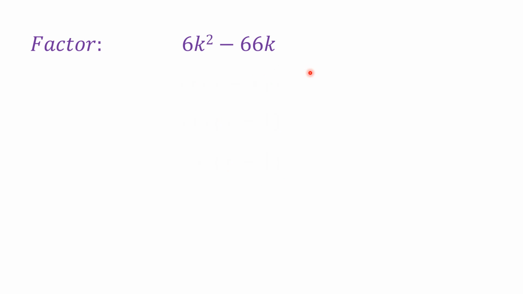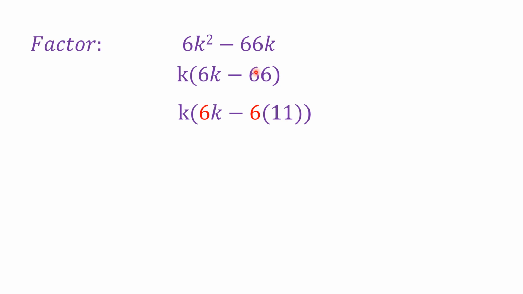Now another example, we have 6k squared minus 66k. So what is common to them? They both have k. This has k, this has 2 k's, like what I have shown you a while ago, it's k times k. So common to them is only 1 k. So we can take out 1 k, and what's left is we still have k here because there are 2 k's in the given. Another thing common to them is, if we factor 66, you can write it as 6 times 11. 6 times 11 is 66.